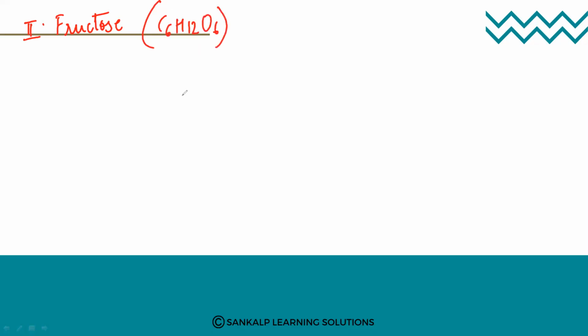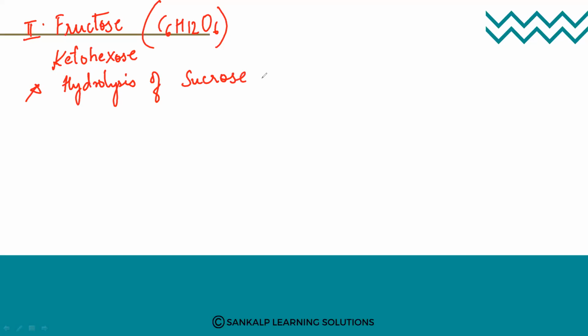C6H12O6. So this is known as ketohexose, an example of ketohexose. What is glucose? Glucose is an aldohexose, because there is an aldehyde group. In fructose, there is a keto group, so it is a ketohexose. How is it obtained? It is obtained by hydrolysis of sucrose.